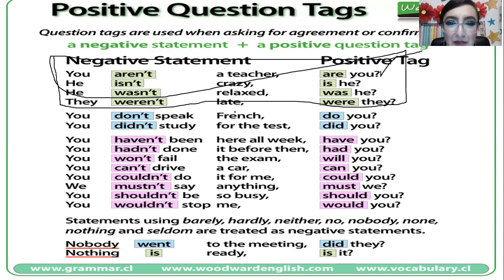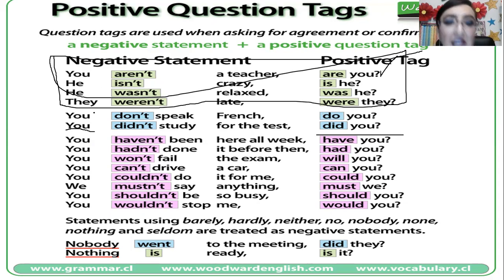You don't speak French, do you? You didn't study for the test, did you? The subject has to have a relation with the one in the question tag. Okay, here this is easy because you have only personal pronouns, right? Subject pronouns. Try to do it with names, with other people.